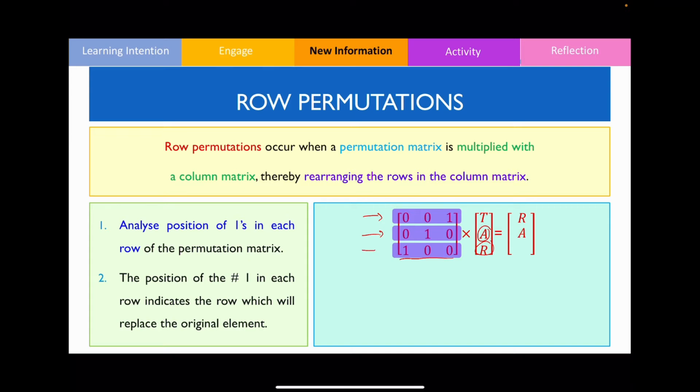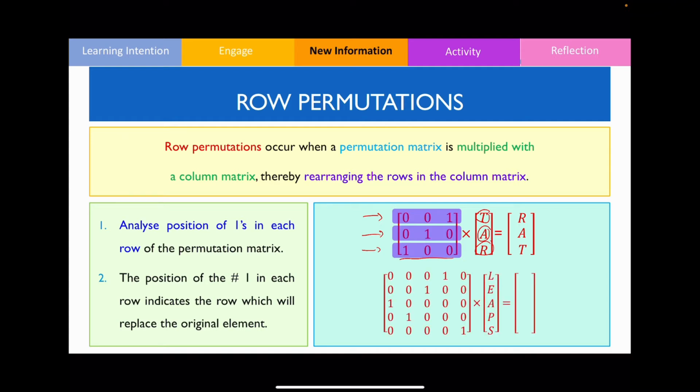And for the very last row over here, the number 1 is found in the 1st position. So this means that the first letter is therefore moved into the last row. So therefore, the new word that it spells is going to be rat. Let's now look at another example.